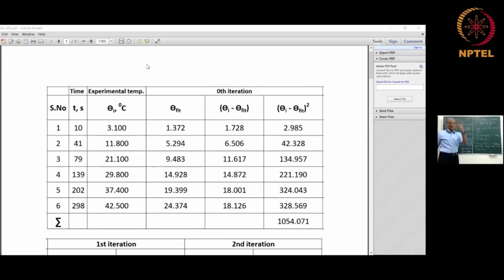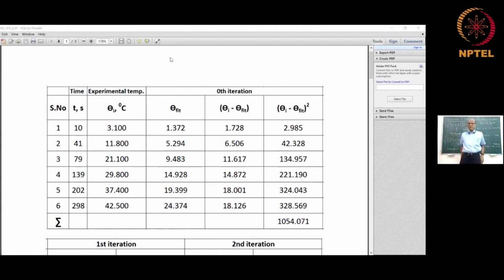We gave some 6 temperatures. Please look at it. Suraj is showing, pin your screen to Suraj's screen. Serial number, time, experimental temperature: 3.1, 11.8, 21.1, 28.8, 37.4, and 42.5 at respective times of 10, 41, 79, 139, 202, 298 seconds.